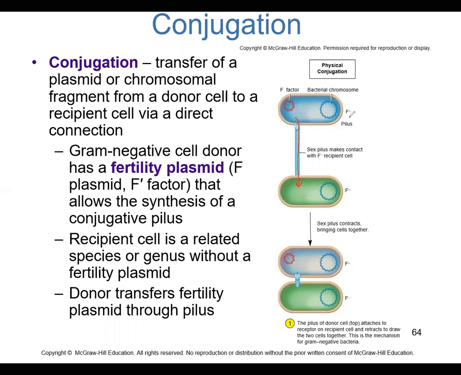And we call this the F plus, and what happens is that's going to end up with an F plus also. So again, it transfers that information in only one direction. It is not both directions. And this is conjugation.